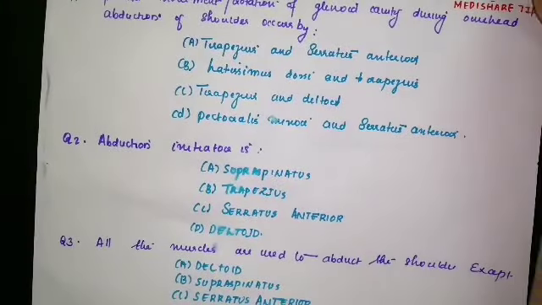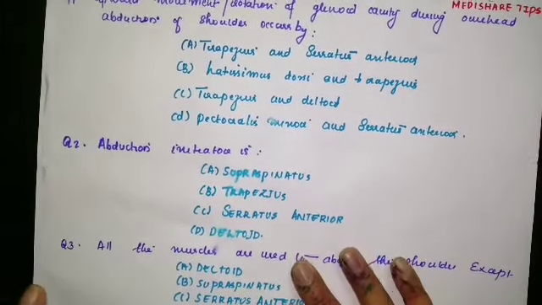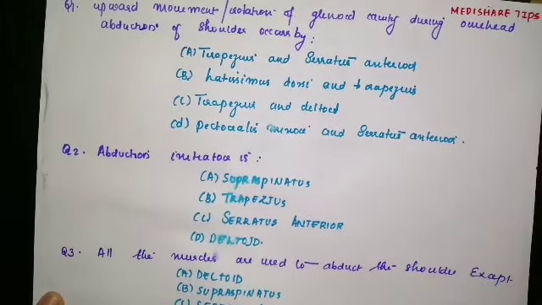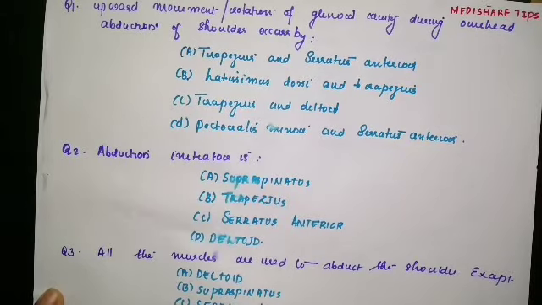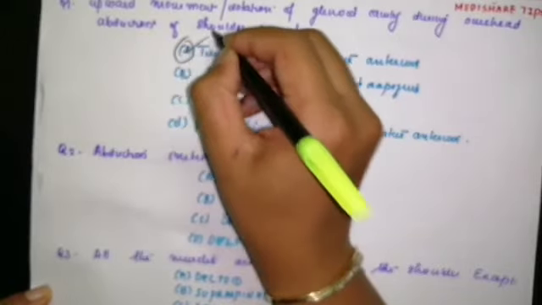First question is, upward rotation of the glenoid cavity during overhead abduction of the shoulder joint occurs by? Option A, trapezius and serratus anterior. You know that overhead abduction means 90 to 180 degree abduction. We know that two muscles cause this: the upper and lower fibers of trapezius and the serratus anterior muscle. So option A is the right answer.